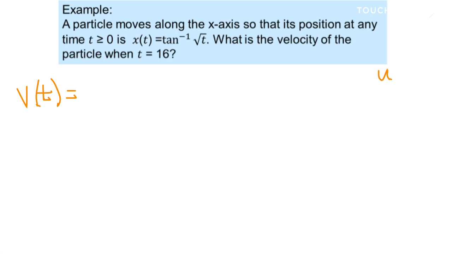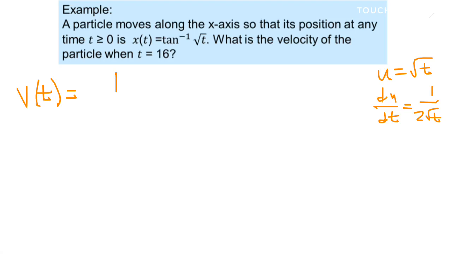Well, I have to figure out what's getting inverse tangented. I'm going to call that u. So in this case, u is square root of t. Du dt is 1 over 2 times the square root of t. That's 1/2 t to the negative 1/2. It's just simplified or rewritten using radicals.